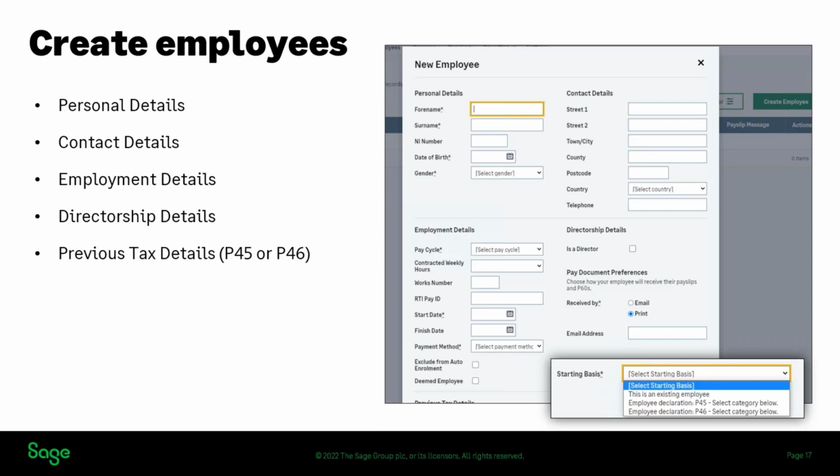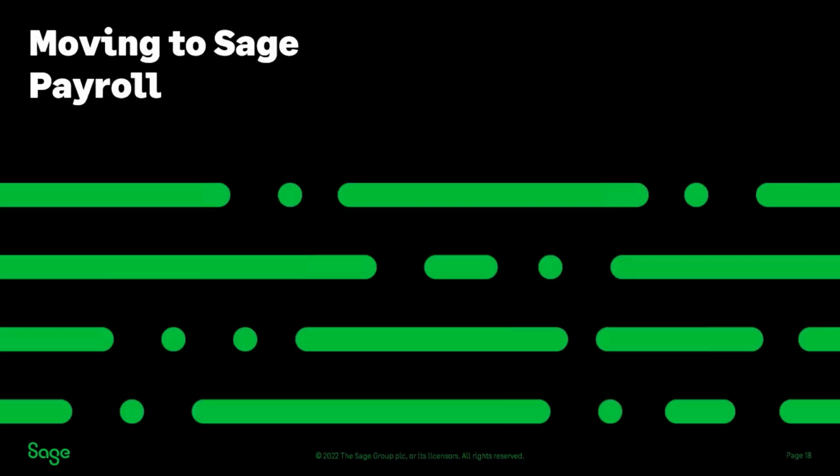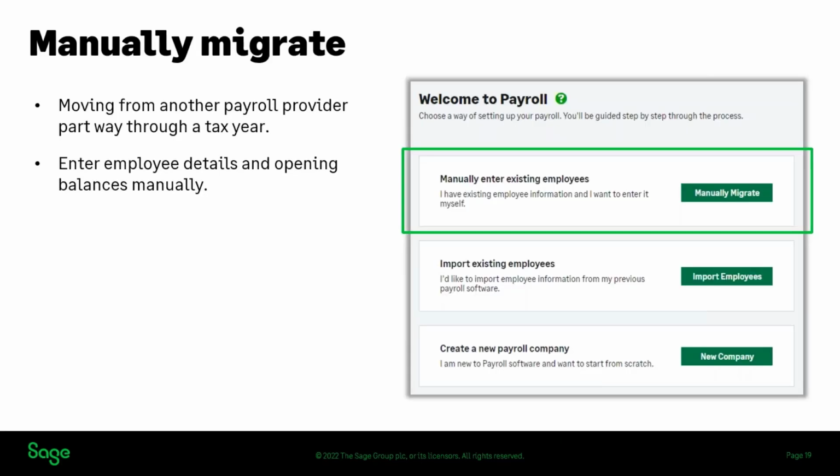So we started with that option because it is the most simple, and we get to look at the payday calendar settings and creating employee records. But now let's focus on actually moving an existing payroll over to Sage. So there are two options you can do when you're moving a payroll. The first is to manually migrate.